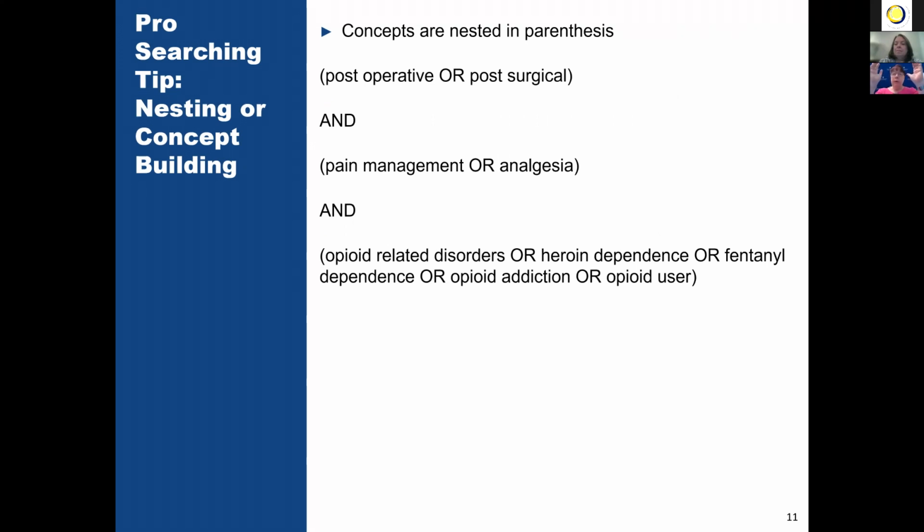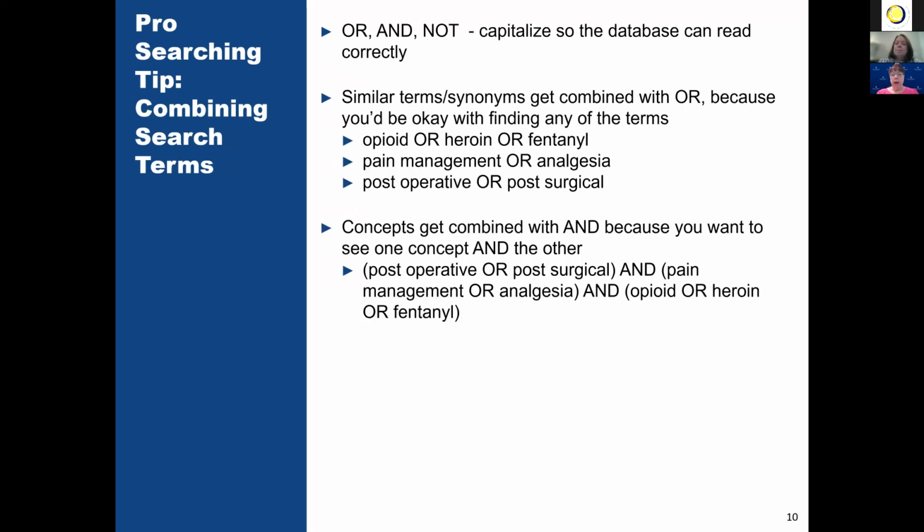So when you have groups of concepts that you want to work together with, primarily with ORs, always put them in parentheses because databases work left to right. And if you don't use parentheses, I go back to this post-operative or post-surgical. If I did not have parentheses, what the database would do is say post-operative or post-surgical, big set.